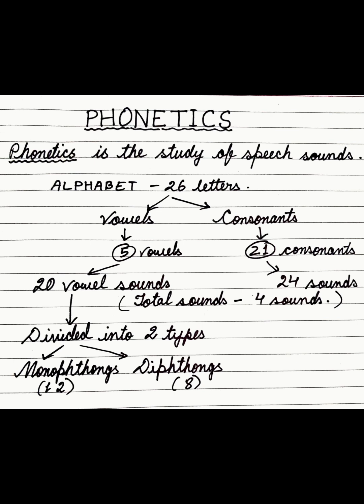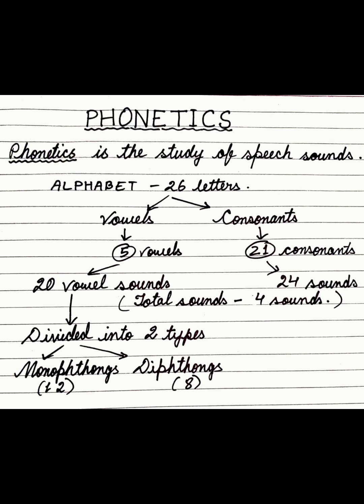So, now let's understand the whole chart. Let's revise the complete chart from the beginning. English alphabet. In the English alphabet, how many letters? 26 letters. How many vowels? 5 vowels. And how many consonants? 21 consonants. But when we talk about sounds, 20 vowel sounds plus 24 consonant sounds is equal to total how many sounds? 44 sounds.